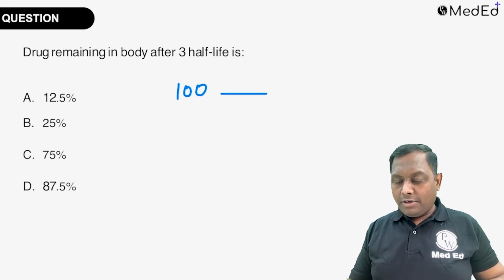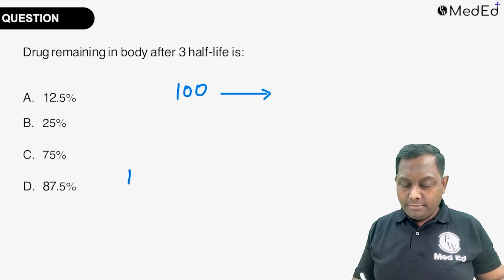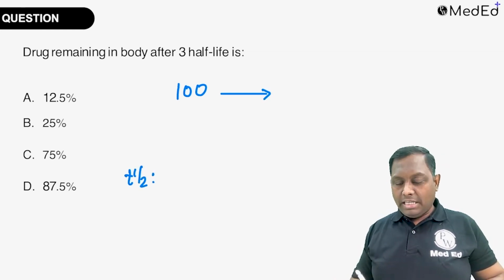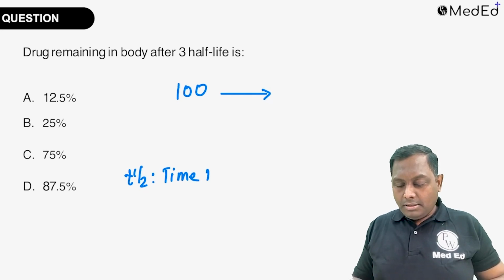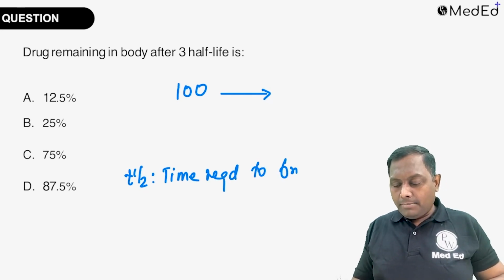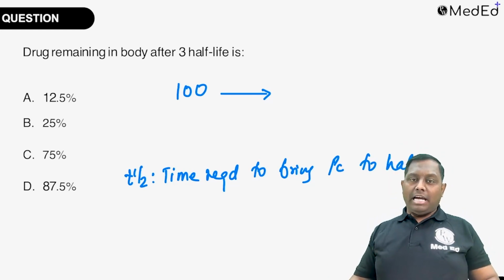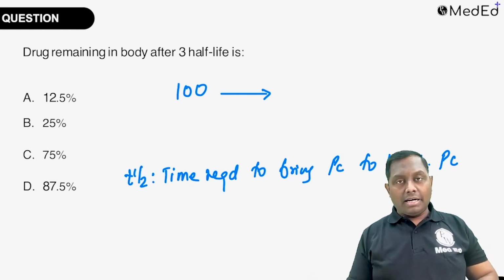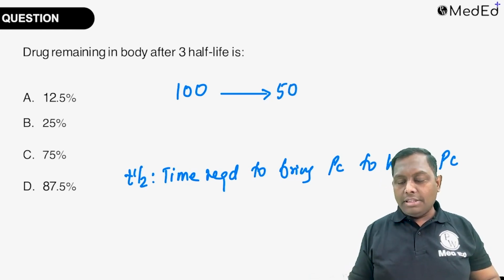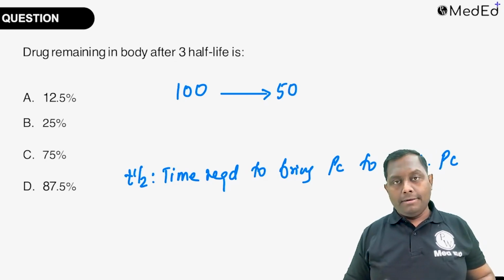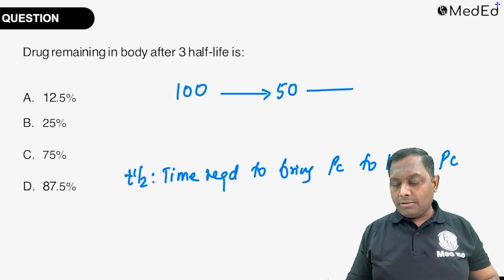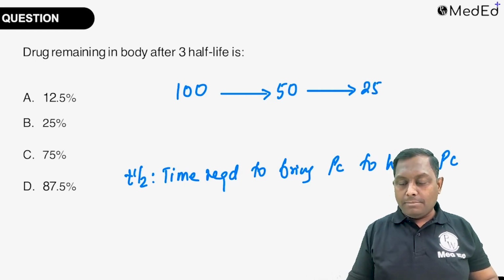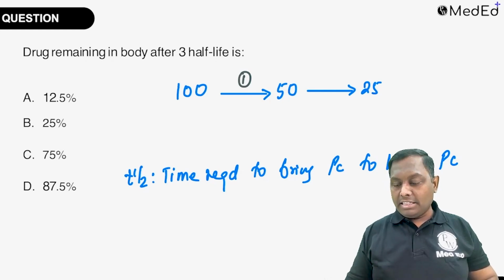What is half life? Time which is required to bring the plasma concentration to half of the previous plasma concentration. So if there is 100, in how many hours it will become 50? That will be 1 half life. ठीक है. Then in the next one, in the second half life, this will become further half. So in the first half life you saw it is becoming half. Next half life में उसका भी half.